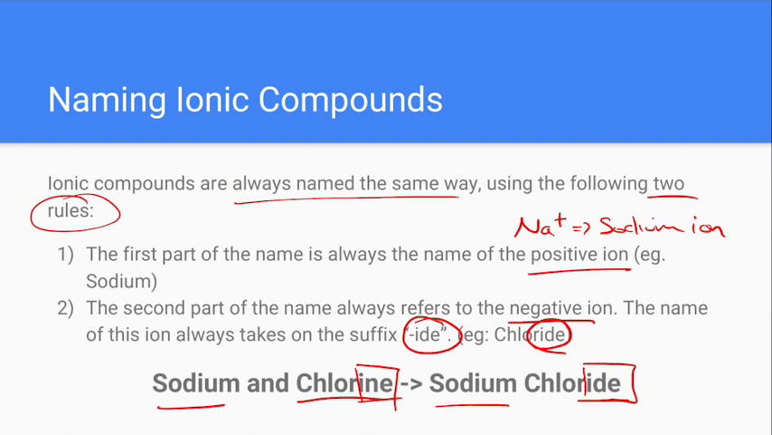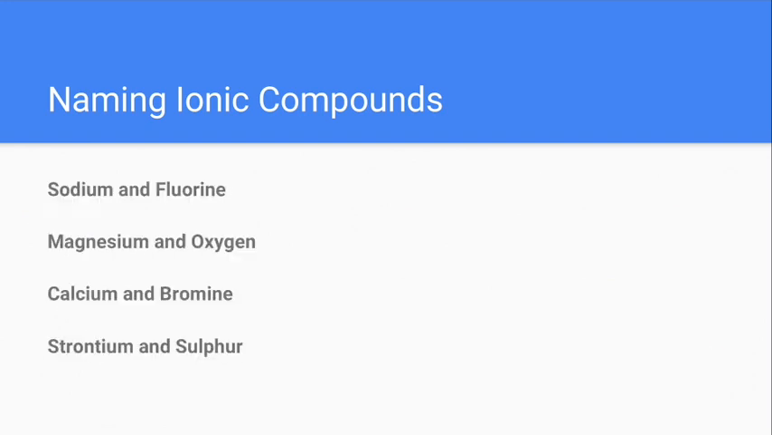But sodium chloride with the suffix "ide," the suffix just means end of the word. And that's really what's going to tell us that this is in fact an ionic compound. And this is actually the ionic compound. This is the chemical name for salt, sodium chloride. Okay, so let's practice a couple of these.